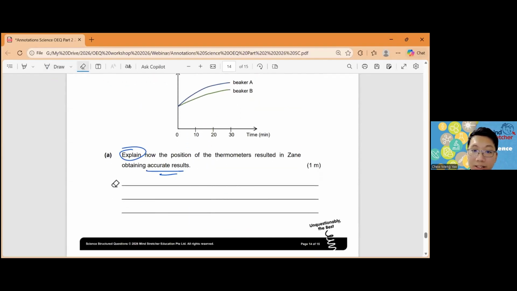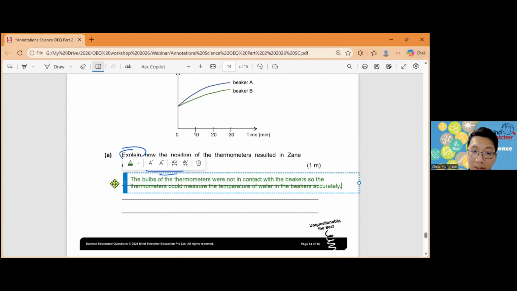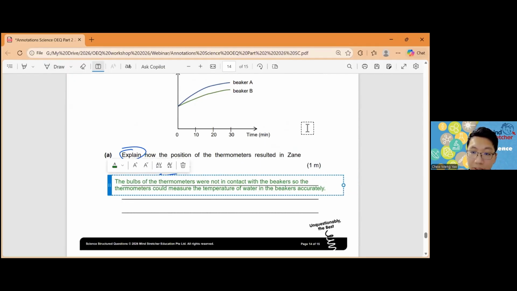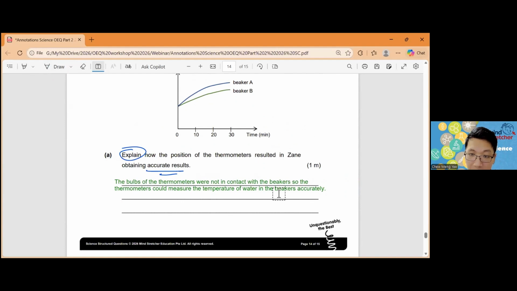So that is to ensure an accurate result. Because if you touch the sides, then you are measuring the temperature of the beaker. So this is one of the answers. One possible answer: they are not in contact with the beakers. So we are only measuring the temperature of the water, not the temperature of the beaker.